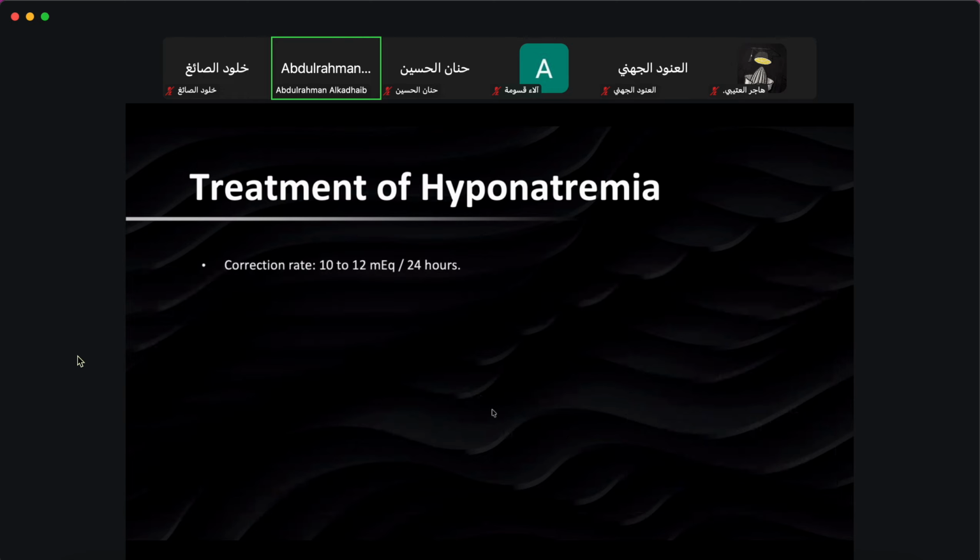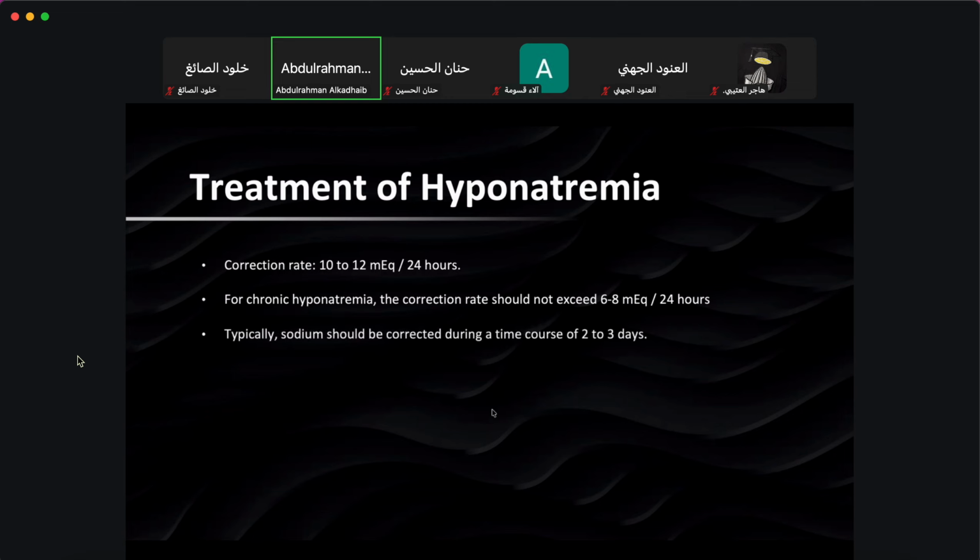One more important point about the treatment of mild and moderate hyponatremia is the correction rate of sodium. There is a recommended correction rate of sodium, which is basically 10 to 12 milliequivalents per day. And for chronic hyponatremia, which happens over a couple of days, for example, 2 to 3 days, the correction rate should not exceed 6 to 8 milliequivalents per day. Most of the hyponatremia patients will require admission to the hospital, because the sodium level usually is corrected over 2 to 3 days.